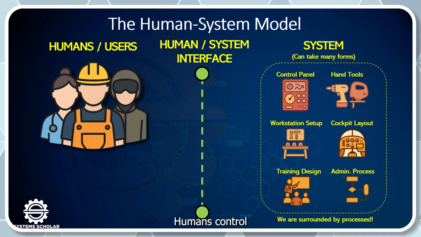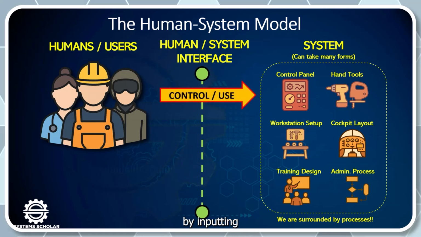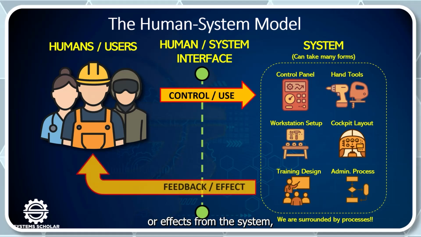Humans control or use the system by inputting commands, making choices, and initiating actions. Then they receive feedback or effects from the system, sometimes visually, sometimes physically, sometimes through sound or motion. And that feedback shapes how they interact with the system and helps them decide what it is they want to do next. It's a constant loop.